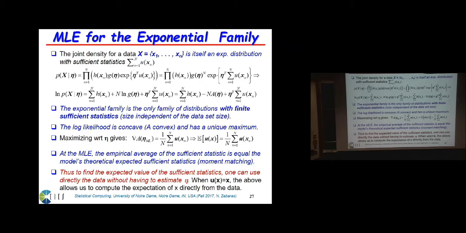Compute at each point n. Then we had a function g of theta. If we multiply this n times, we get g of theta to the power n. And then the exponential becomes eta transpose sum of the u's. Right? Nothing fancy. But what is interesting is, when you do this calculation, immediately you see that this data likelihood also belongs to the exponential family, right?